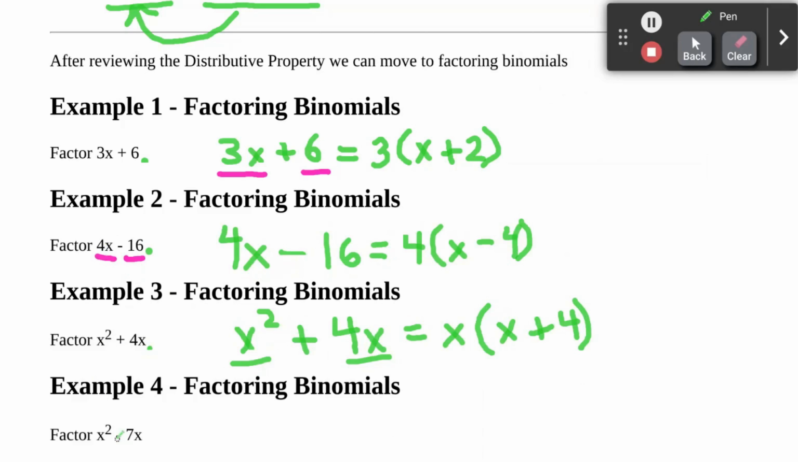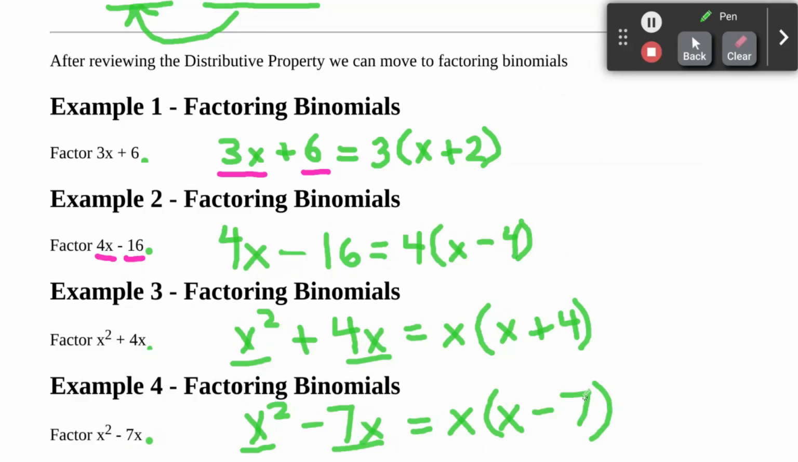Okay. This last one, we're going to factor x squared minus 7x. So let me write this a little larger. X squared minus 7x. Okay. We have to look at the greatest common factor between x squared and minus 7x. In this case, the greatest common factor between the two of these is x. And if I want to multiply something by x to get x squared, just like the previous problem, we're going to multiply it by x. And if I want to multiply x by something to get negative 7x, I have to multiply it by a negative 7, or a minus 7 here.